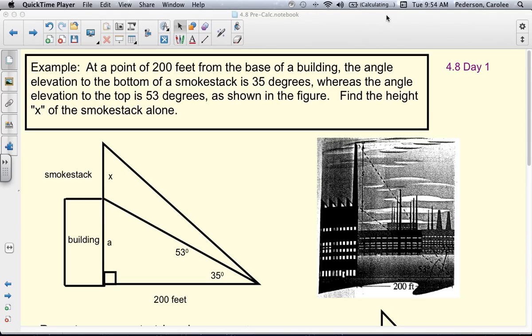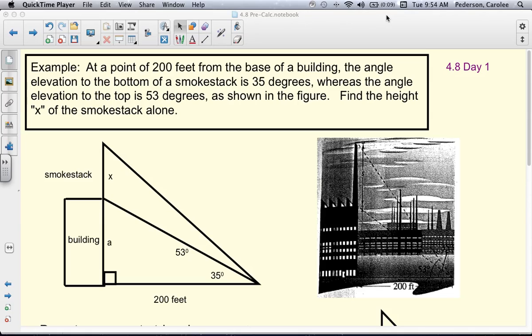This is 4.8, day 1, part 2. We pulled this question. It wasn't as good of a picture to pull from the textbook when we scanned it, so I reconstructed it. On the left, we have this building. The building's height is unknown. And the distance away with the angle of elevation, with the smokestack, and then without the smokestack.